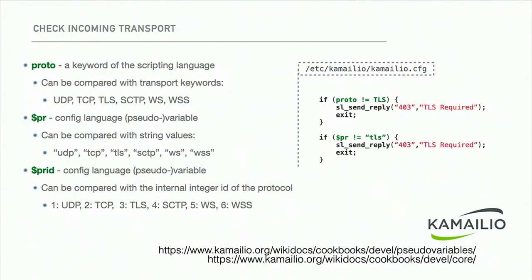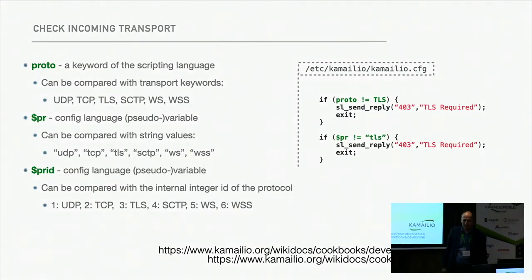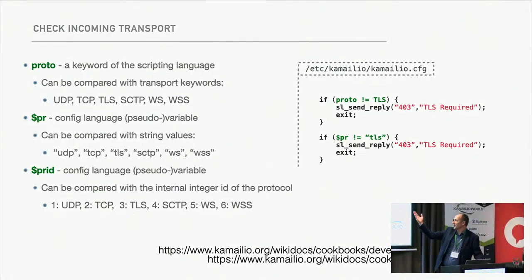Now, what are the elements that you can use in the config file for checking the incoming transport? We have the keyword from the scripting language interpreter. It's proto, so again, no $. And you can compare it with other keywords like TLS. So again, it's not a string there. It's a keyword. It's not in between quotes. And you can compare it with UDP, TCP, TLS as keywords.